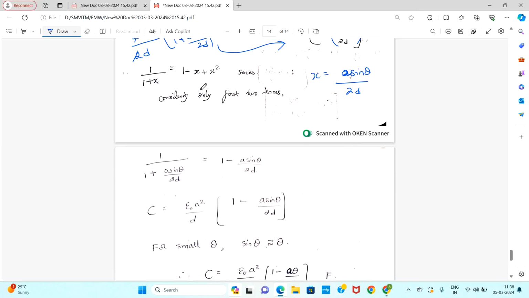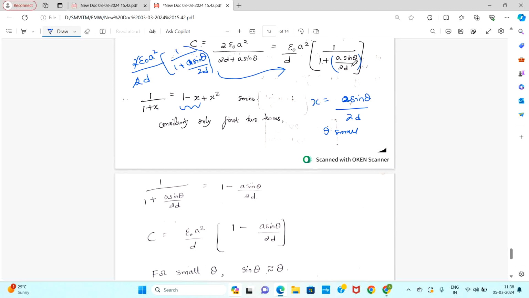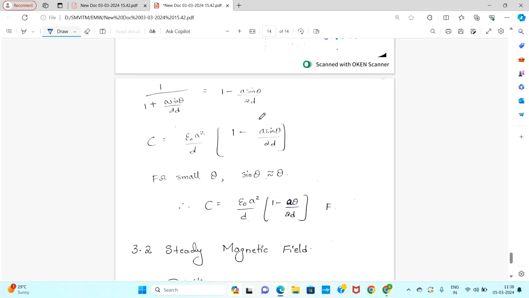If I apply the similar series expansion to this, I will get 1 minus A sine theta by 2d plus A sine theta by 2d the whole square minus A sine theta by 2d the whole cube, and so on. Since they have told that theta is a very small value, higher power terms can be neglected. I will take only the first 2 terms, 1 minus x. So in place of x, I have substituted this, and this is the equation I got. I'm going to replace it in the capacitance. Instead of 1 by 1 plus this value, I have replaced it with the series expansion. And now you see that the angle theta is small.